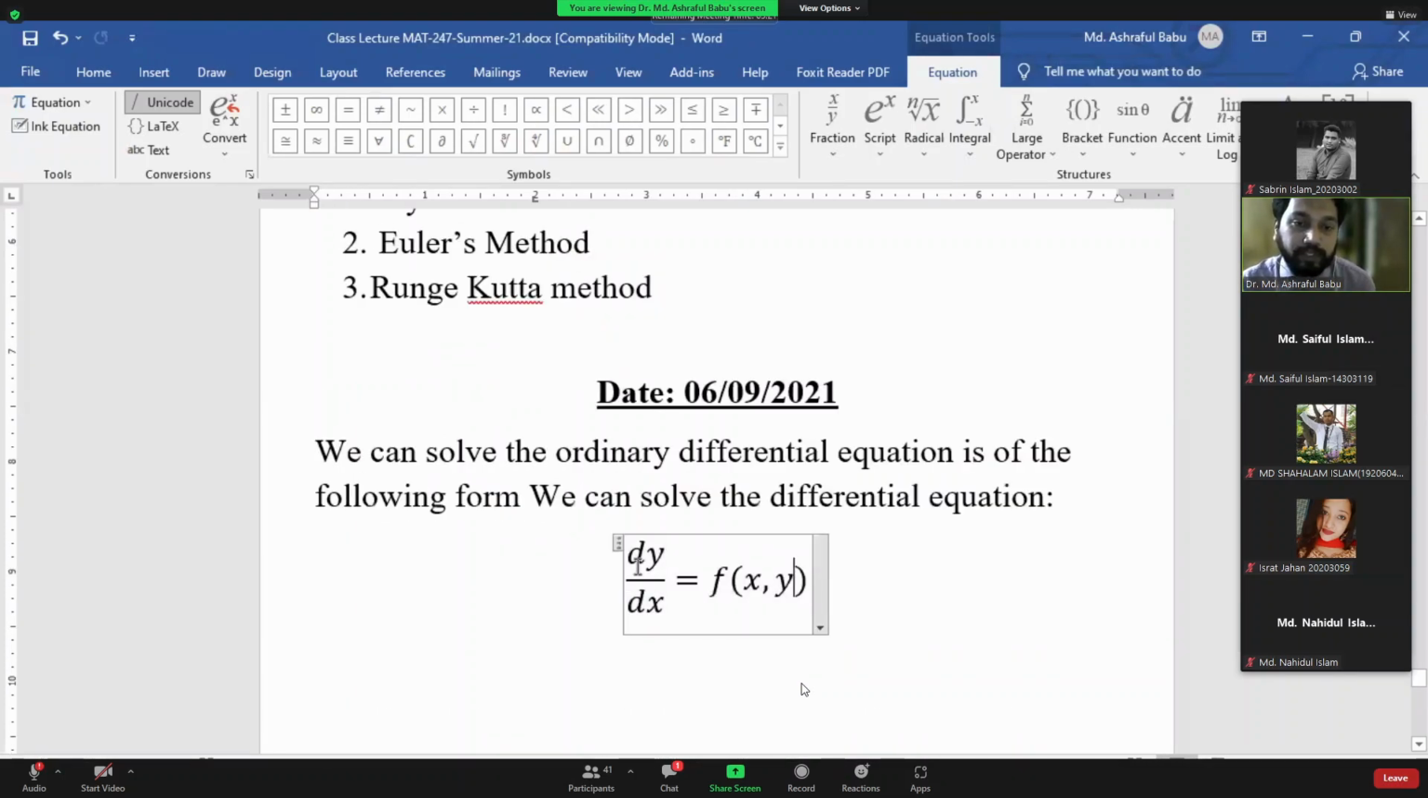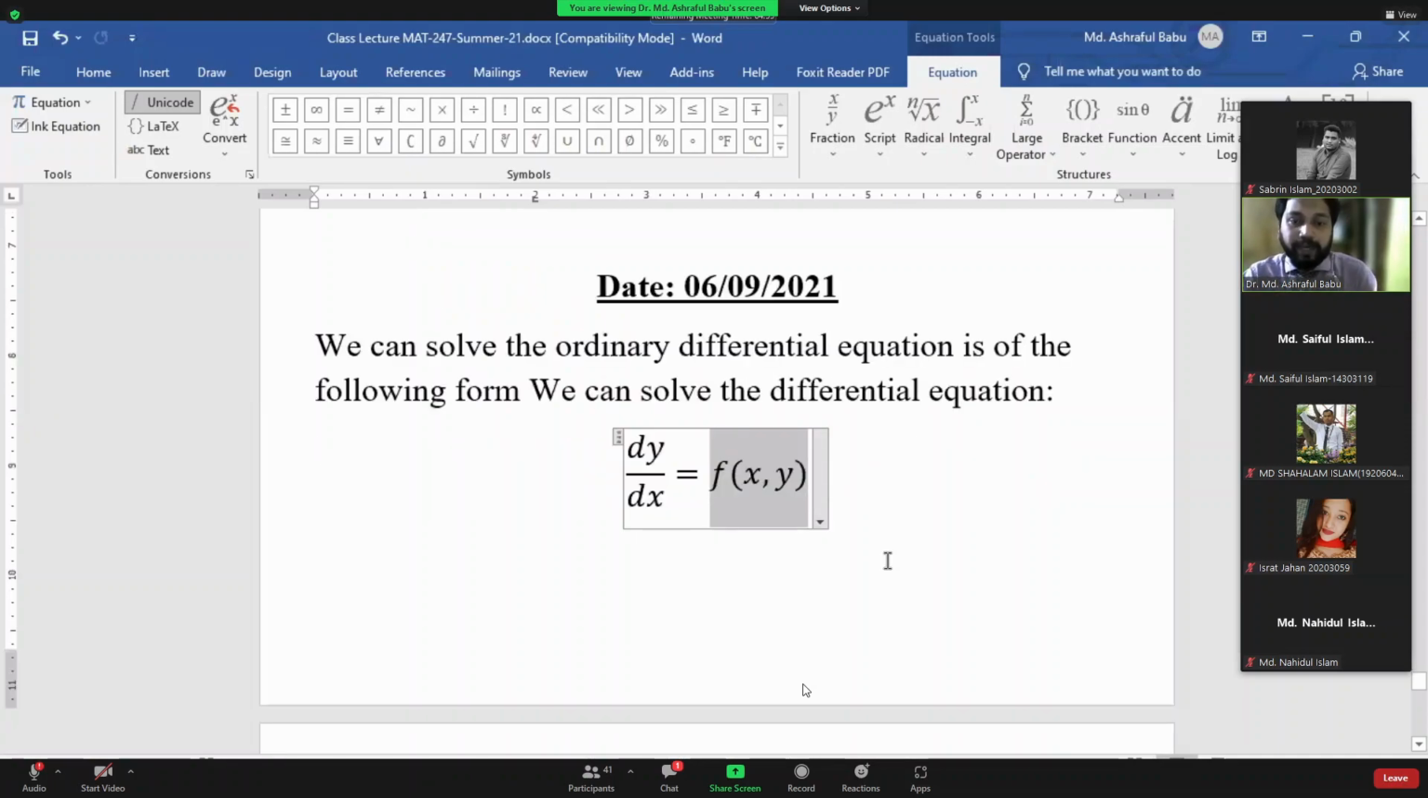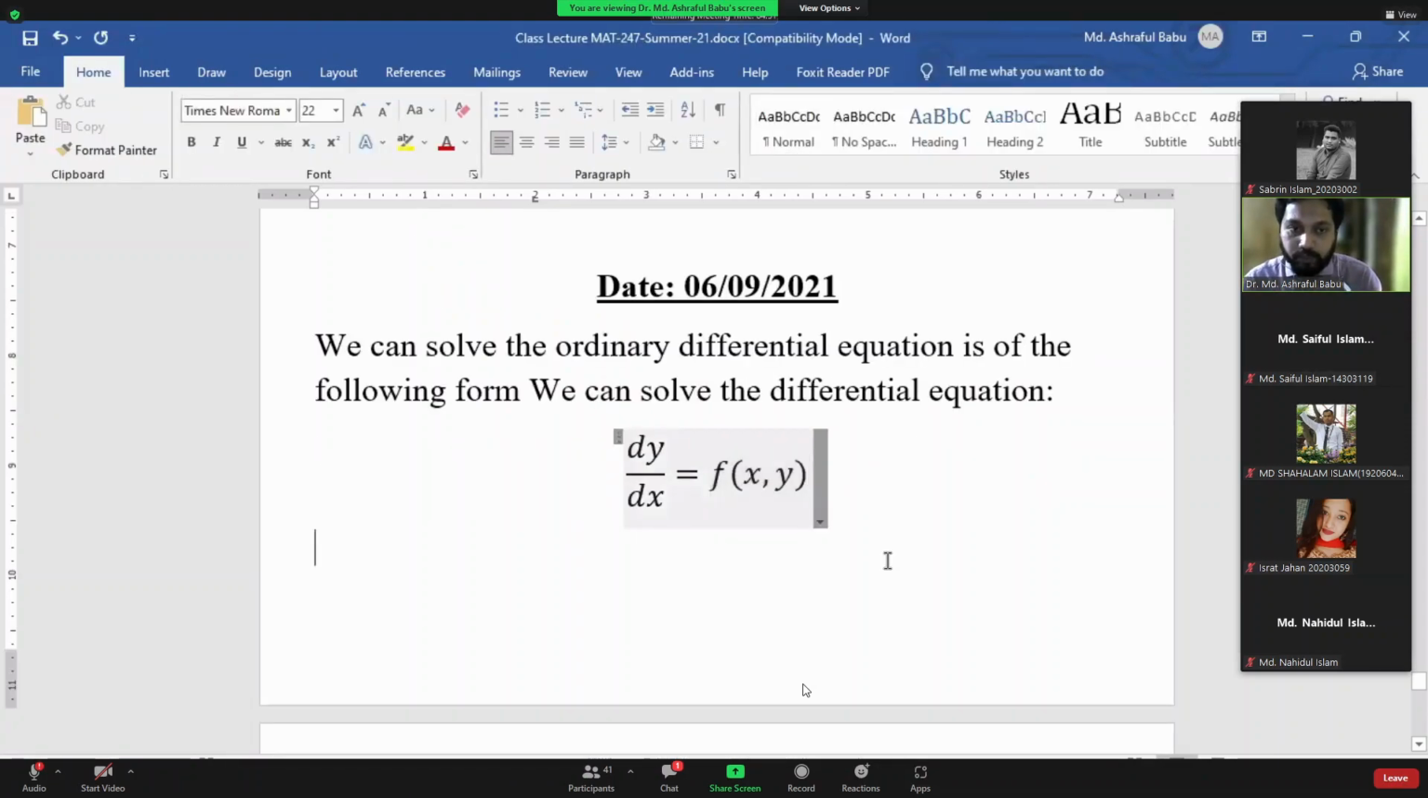So we can solve the differential equation numerically only for these types of differential equation, not the other types, because there are many types of differential equation. We can solve only these types. Now look at that dy/dx. If you see dy/dx, you understand x is the independent variable and y is the dependent variable, and we are writing equal to f of x, y.